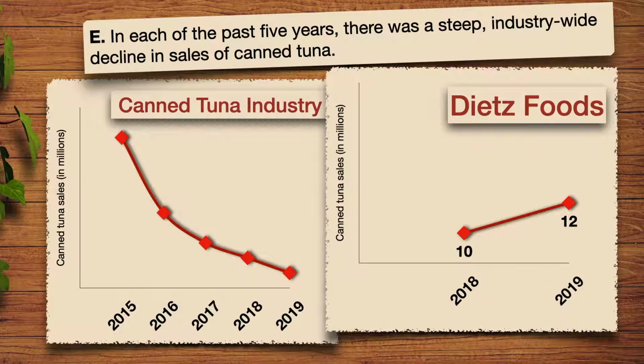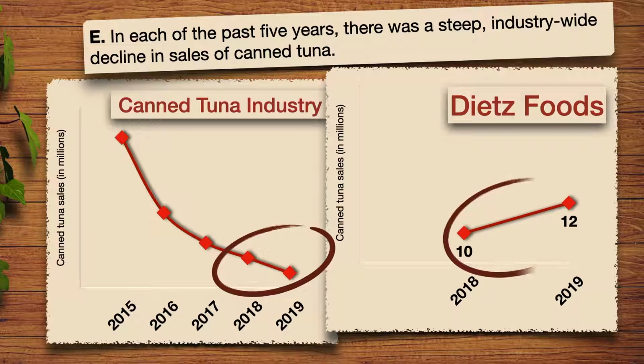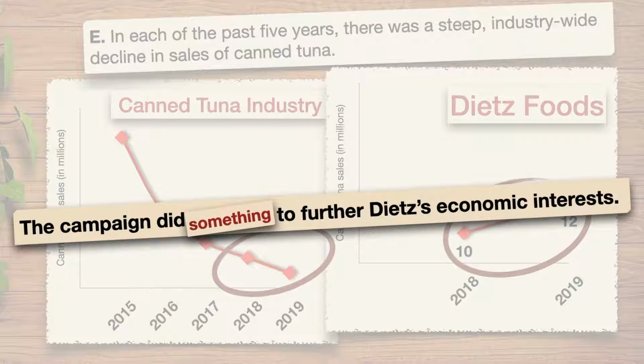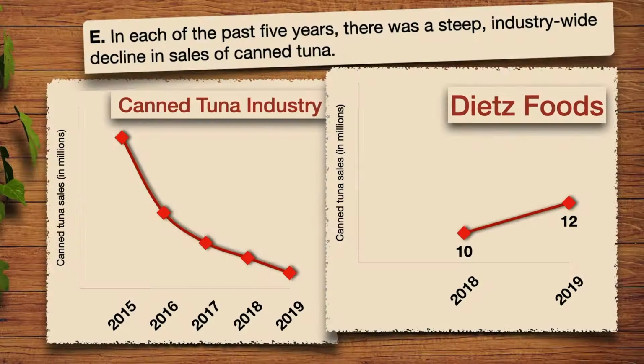So notice that though the canned tuna industry was going belly up in the last 5 years, which means sales were declining sharply in the last 2 years as well, Dietz Foods managed to increase its sales during that period. Thanks to the ad campaign, it was able to buck the industry trend and sell more when everyone else was selling less. So you see, this bit of information that option E provides, when added to the information we have from the argument, helps us weaken the argument. That is, it helps us prove that the ad campaign did something to further the economic interest of Dietz Foods. So, well, we have a winner.